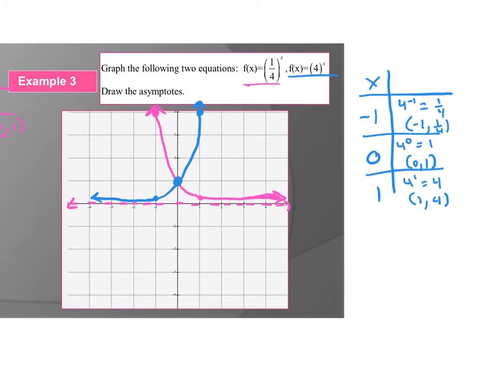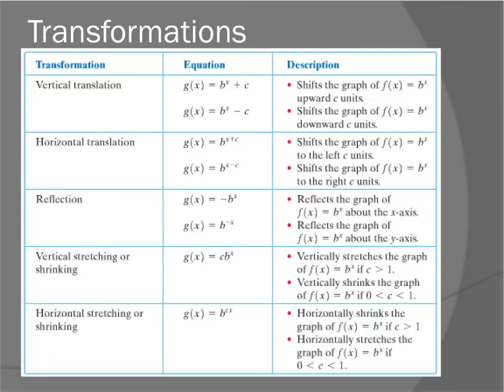What is our horizontal asymptote here? Y is equal to 0. So it's the same thing. Alright, so on the next slide, we talk about transformations of our exponential function.